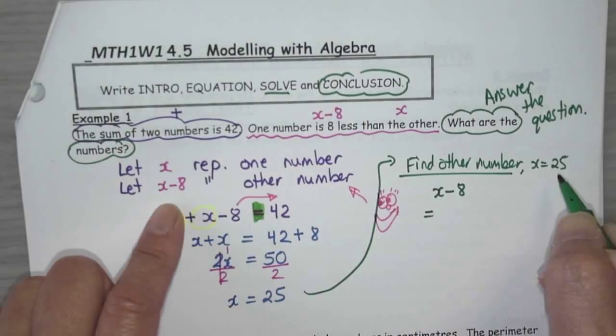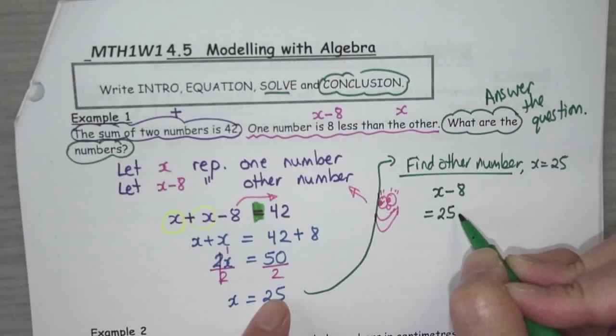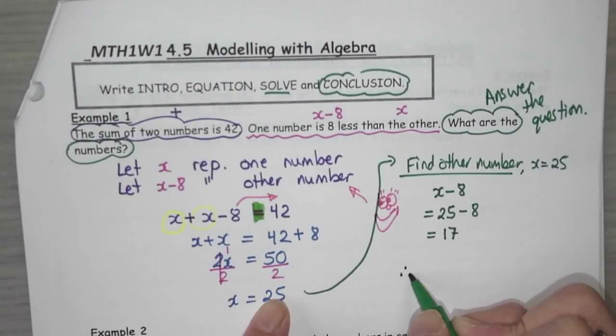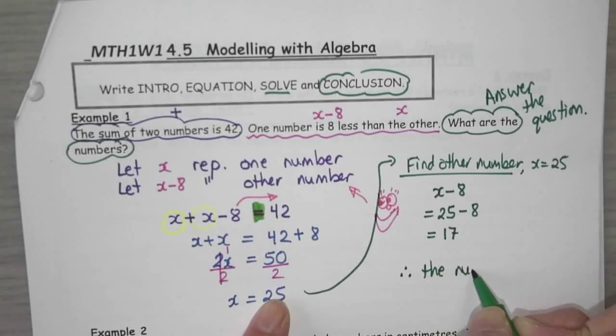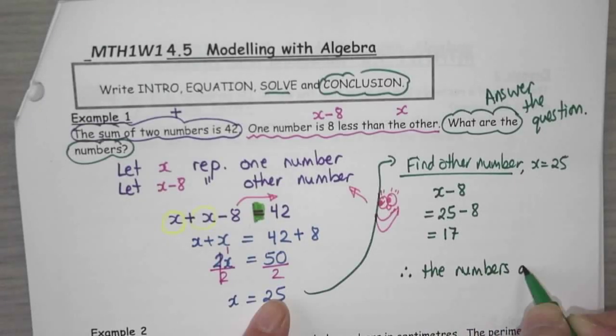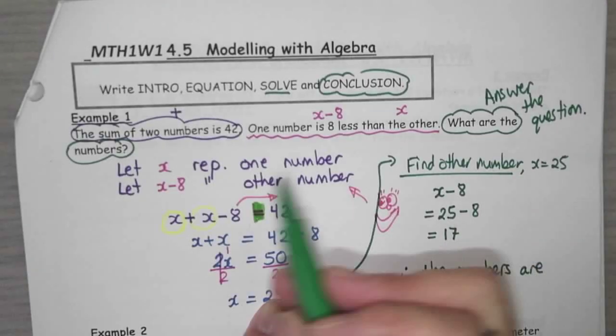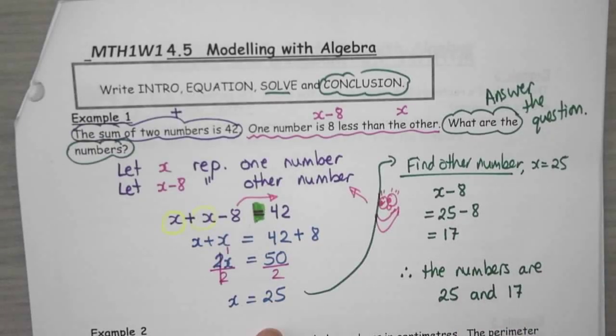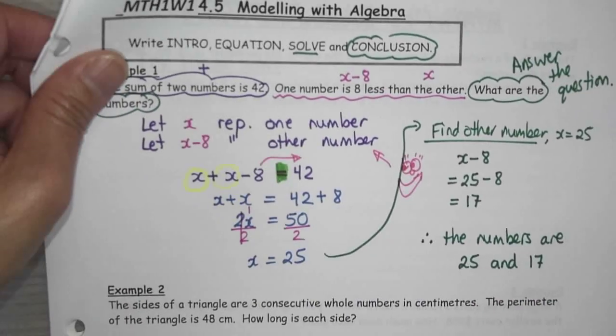So I'm going to go, so 25 goes in. So 25 minus 8, your answer here, and that gets me 17. So therefore, the numbers are, okay, now answer the question. Answer the question. What are the numbers? The numbers are 25 and 17.